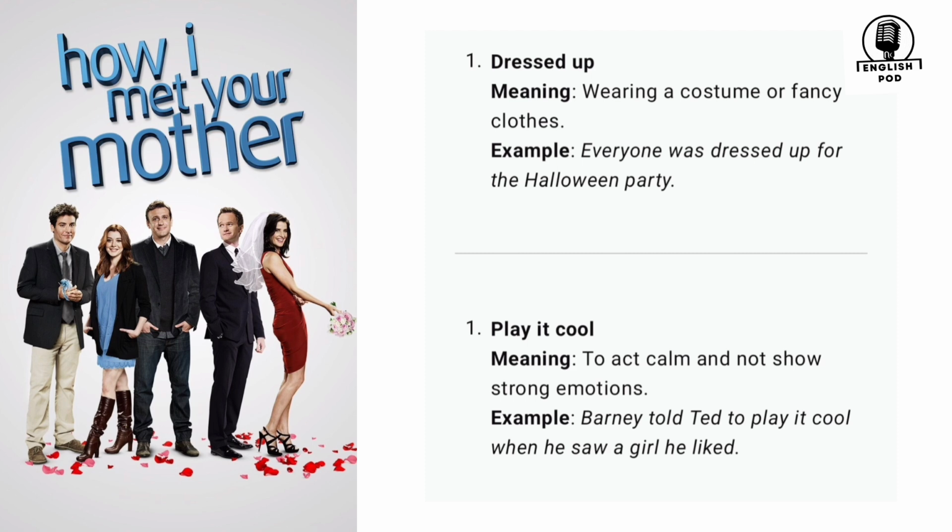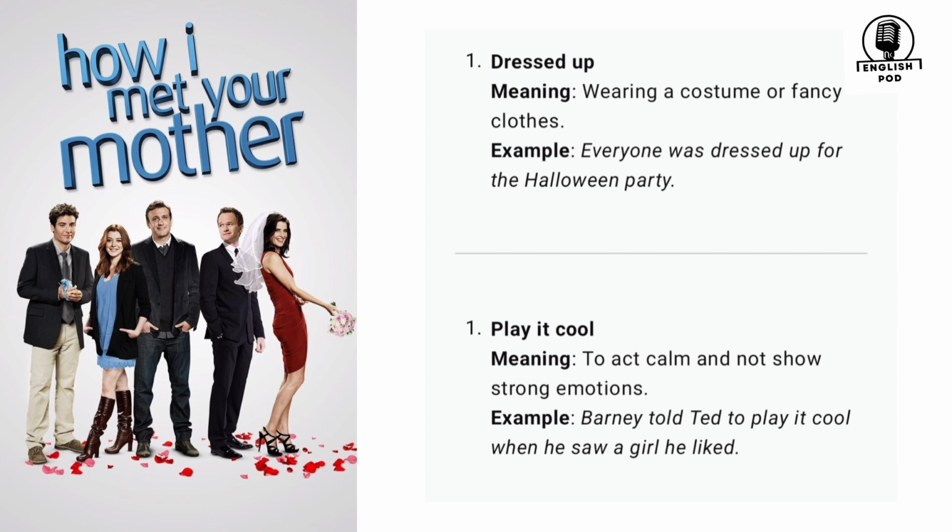Let's move on to one that I think a lot of people will be familiar with. And that is play it cool. Oh yeah, this is Barney's classic advice. This is Barney's constant advice to Ted, whenever he sees a girl he likes, someone he's interested in, you know, play it cool.